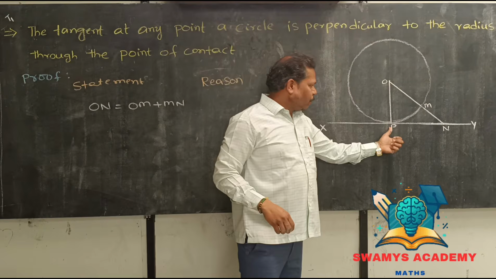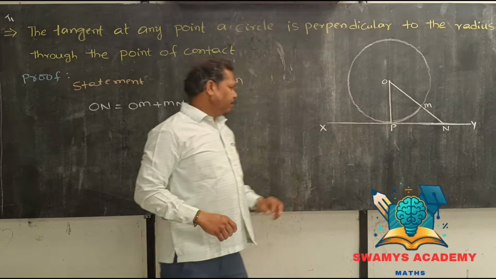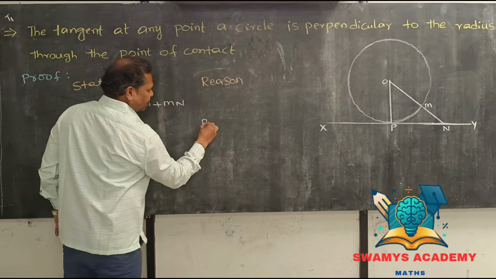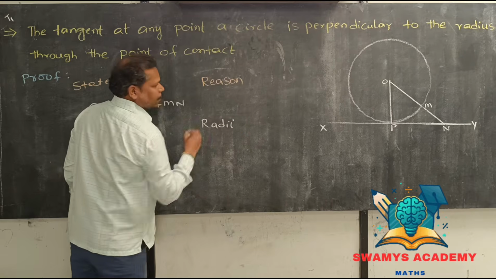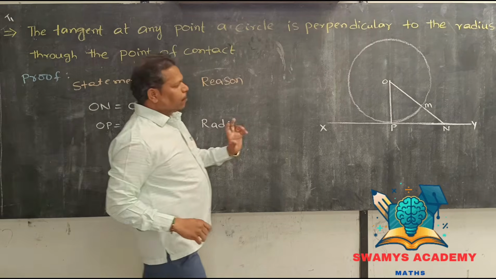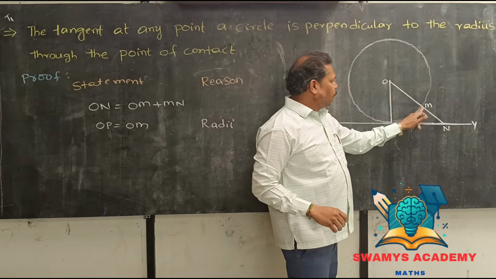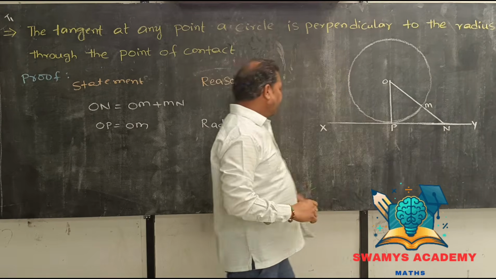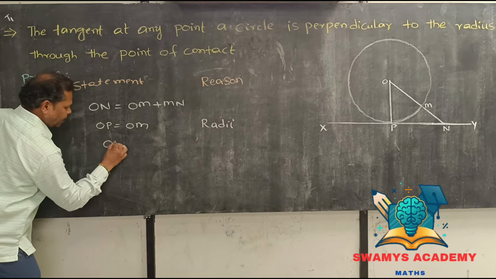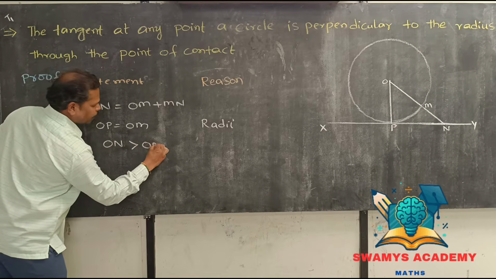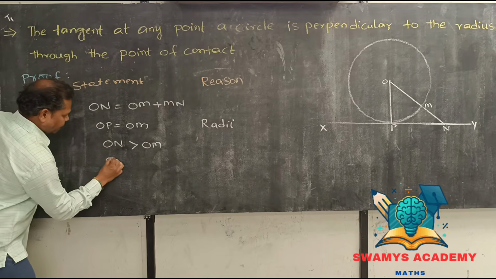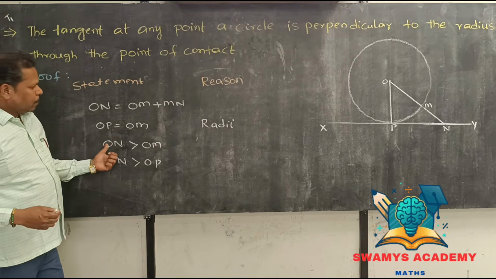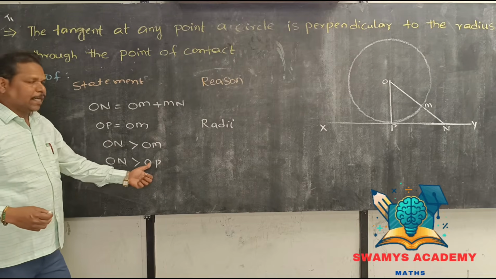Here, OP equals OM. What is the reason? All radii are equal in a circle. That is the reason. And here, ON is greater than OM, so we can get the conclusion that OM is greater than OP. Similarly, OP is also less than ON.